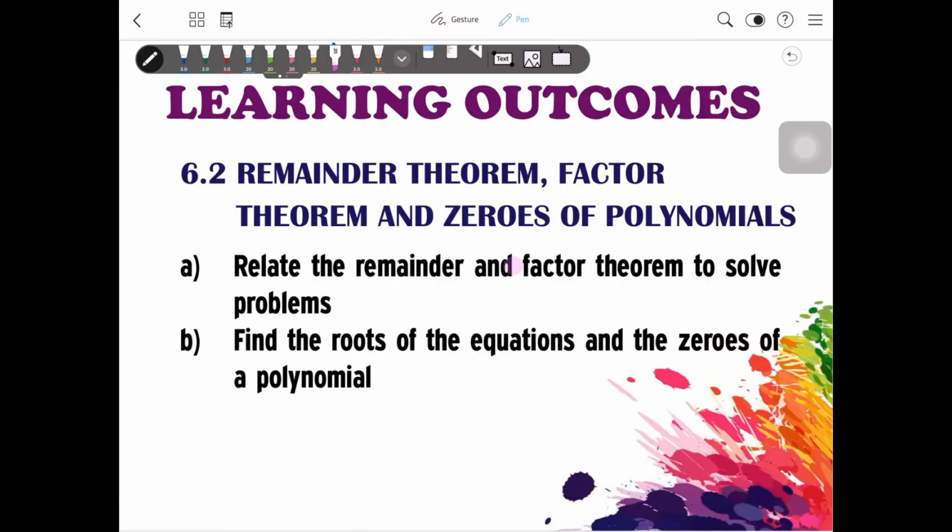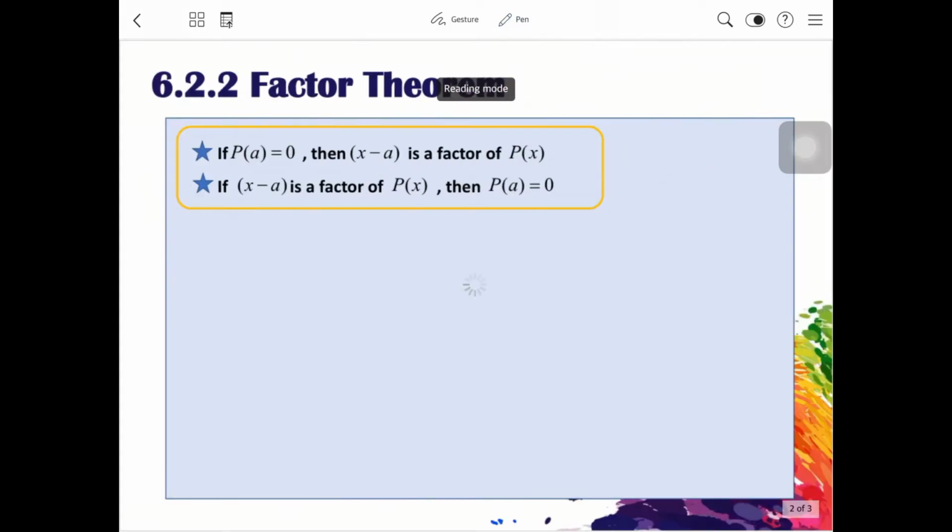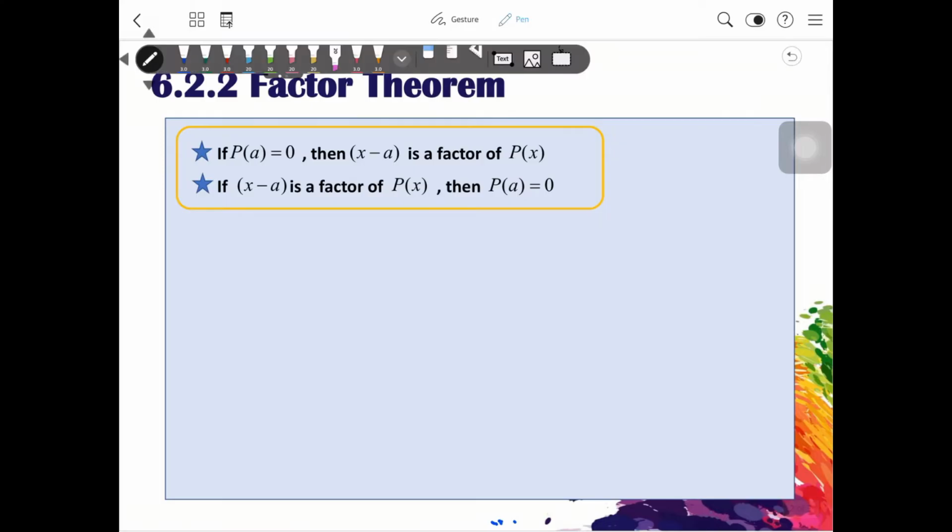In this video, we are going to learn about factor theorem. Before we proceed with factor theorem, I would like to introduce something that we have known. Let's say we have p(x) equals x squared plus x minus 6.